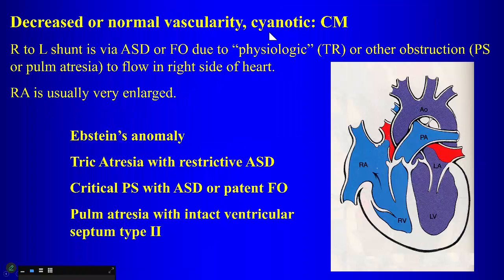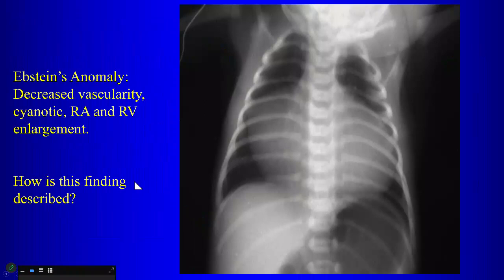Now, if we have cardiomegaly, the right atrium tends to enlarge, and here, Epstein's anomaly is the big lesion in this category. Tricuspid atresia with a restrictive ASD. This occurs in infants. Critical pulmonic stenosis with an ASD or patent foramen ovale, and then this weird thing, pulmonary atresia with intact ventricular septum type 2. So let's talk about Epstein's first, since this is the classic lesion in this category.